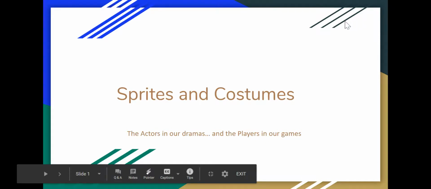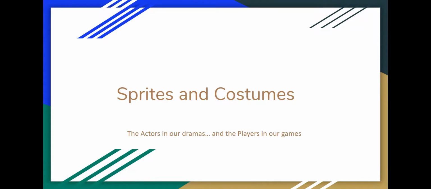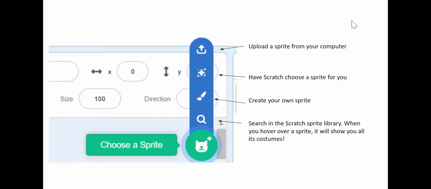We're going to talk about sprites and costumes. A sprite is an actual character or actor in your video or your game, and the costumes are different outfits that an individual sprite will wear.